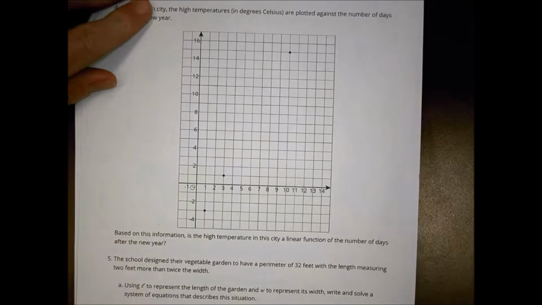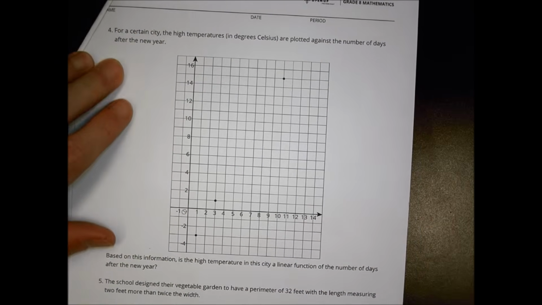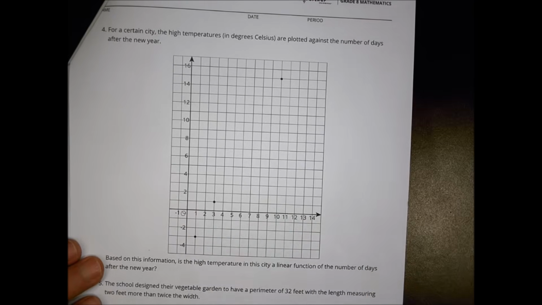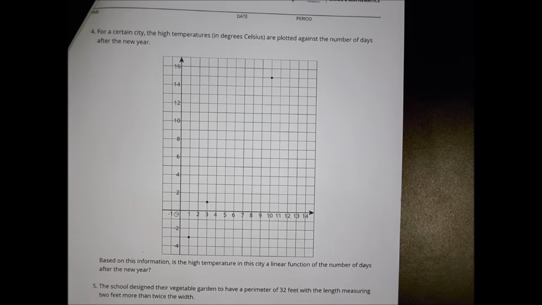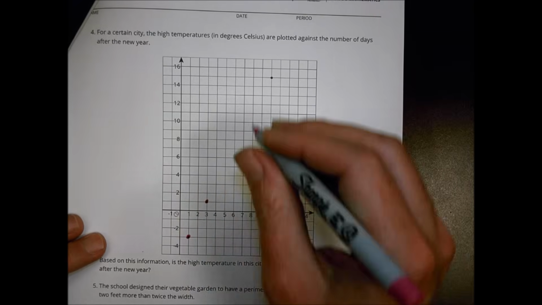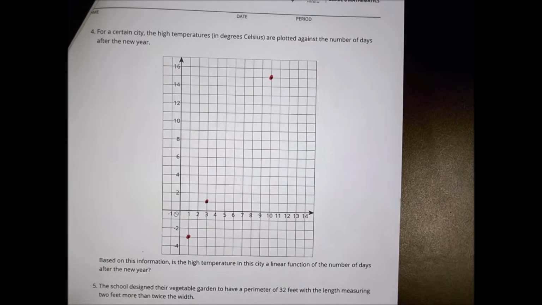It says, for a certain city, the high temperatures in degrees Celsius are plotted against the number of days. So we can see that we have some points plotted on our graph. We have a point there, a point there, and a point there. Okay?